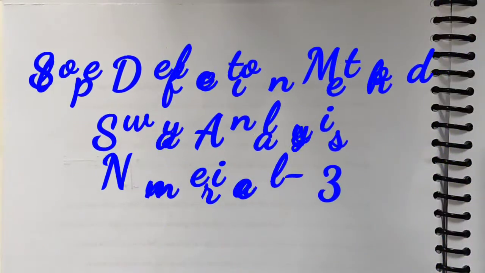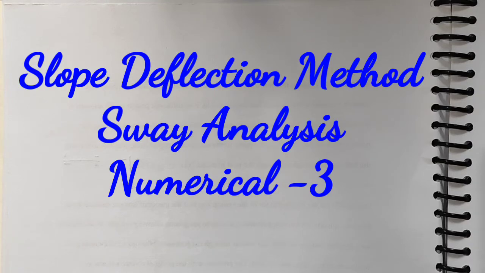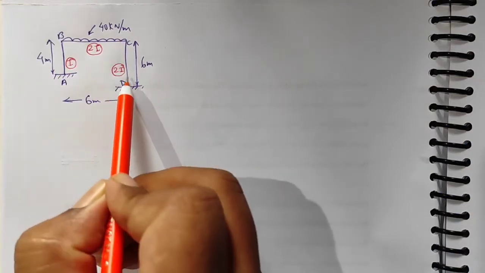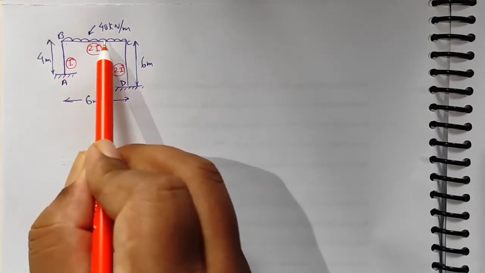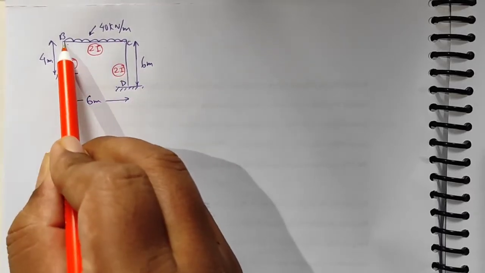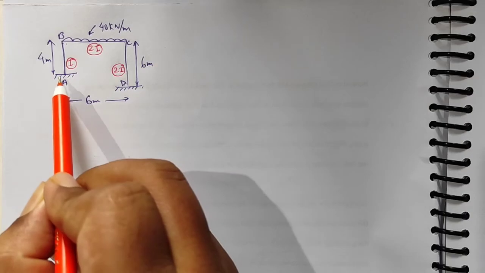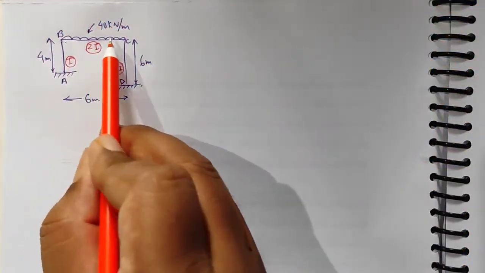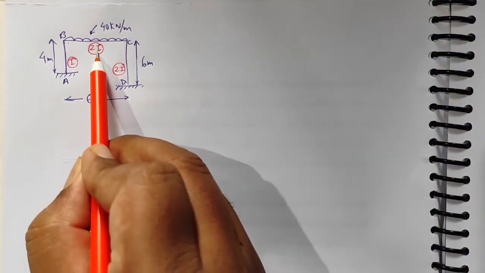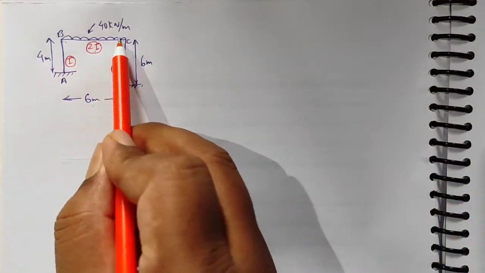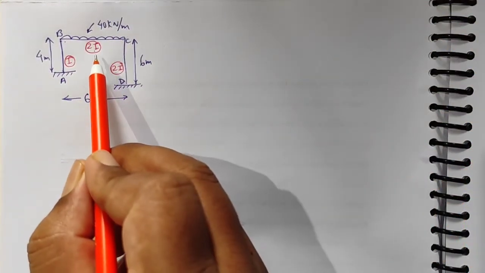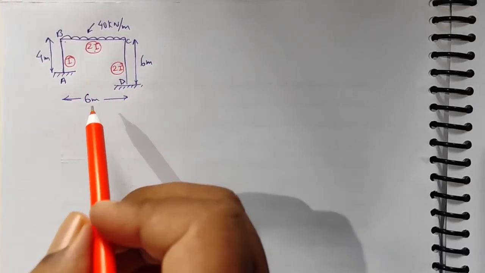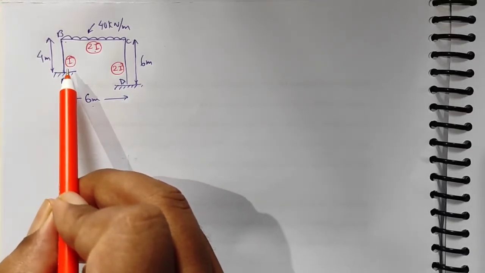Today we'll study the slope deflection method, numerical 3, in which we'll study the sway analysis. So let's get started. A question is given like this: a frame loaded with a UDL in member BC, and AB and CD are the vertical members having lengths of 4 meter and 6 meter respectively. Member BC has a length of 6 meter and moment of inertia of 2I and is loaded with a UDL of 40 kilonewton per meter. From the diagram we can see that members BC and CD have a moment of inertia of 2I and AB has a moment of inertia of I.